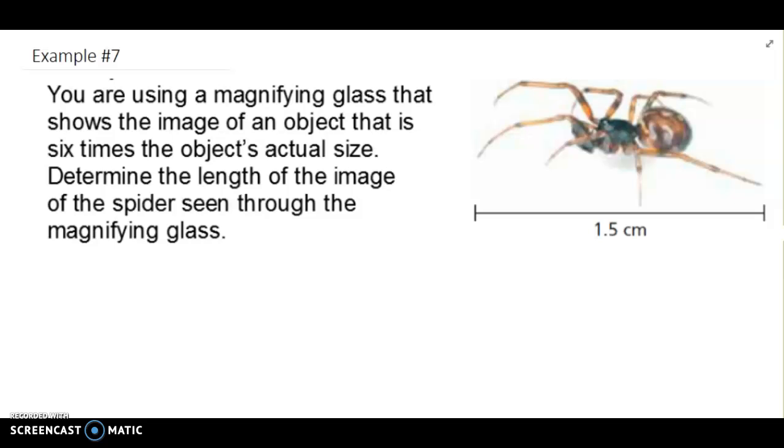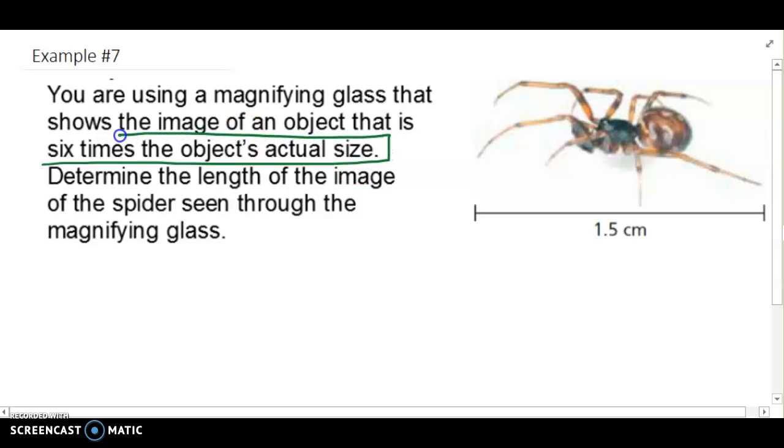All right, let's look at example 7. It says you're using a magnifying glass that shows the image of an object that is 6 times the object's actual size. So this is very important. When I say something is 6 times the object's actual size, what vocab word am I referring to? I'm referring to the scale factor. So we know the scale factor is 6. Or if you like to write it as a fraction, you could put 6 to 1. That's okay.